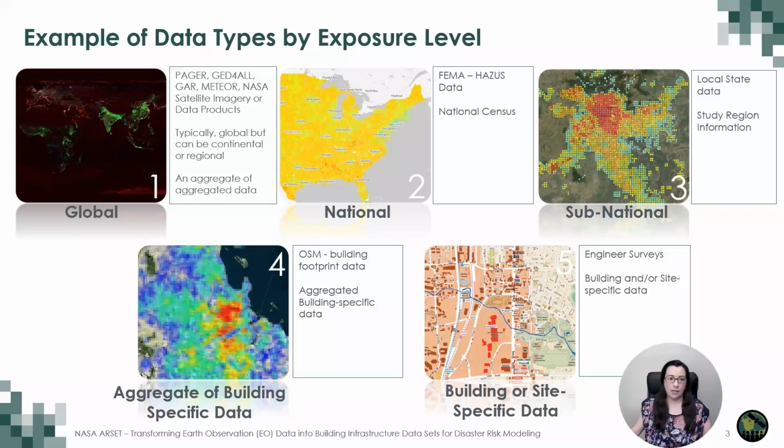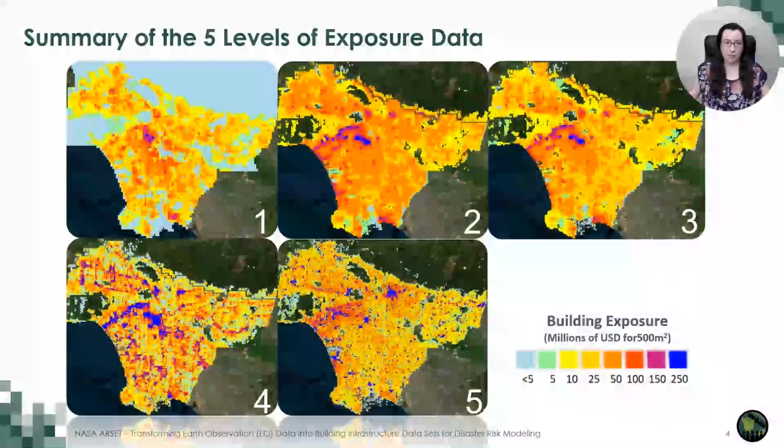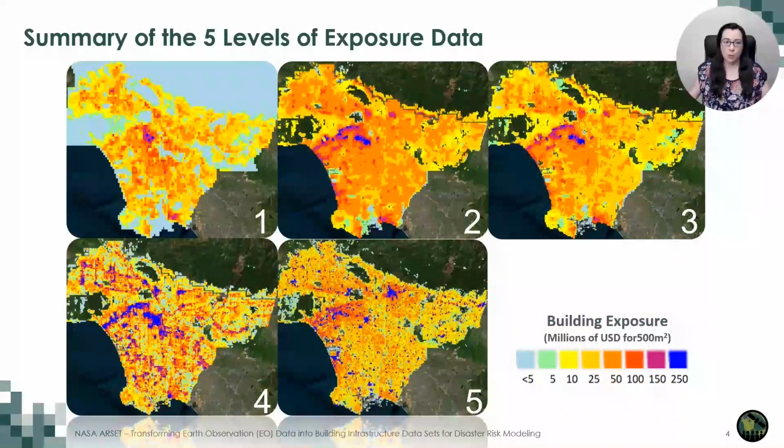And finally, level 5 is a building or site-specific exposure database. This exposure level requires an adequate amount of building-specific attribute data in order to characterize risk and vulnerability for each location. In this example of the County of Los Angeles, we can see how the building exposure levels differ based on the input data required per level.